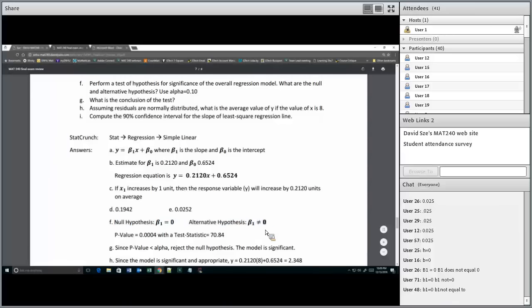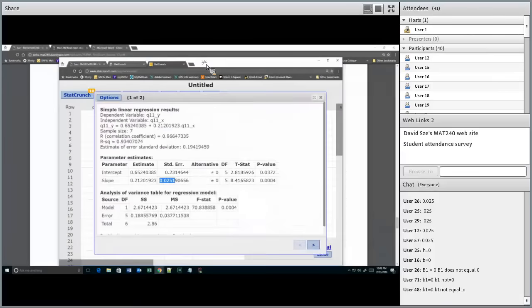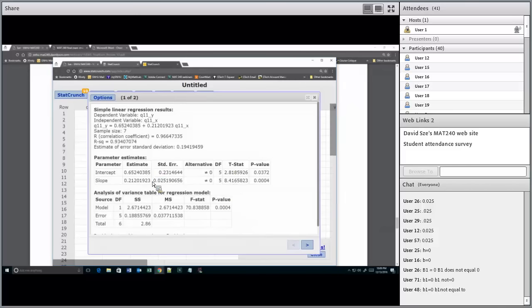Okay. So looking at the output, what is my conclusion for the test? Remember I said that that test is given here. So my p-value is 0.0004. So what is the conclusion based on some alpha, say 5% or 1%?